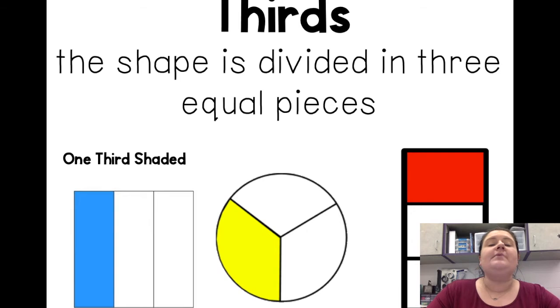And then we also have thirds. The shape is divided into 3 equal pieces. Again, the square is divided into 3 rectangles. They're all of the same size. The circle is also divided into 3 equal pieces. That almost looks like a peace sign. And then we have our rectangle, which is also divided into 3 equal pieces. Again, you also see one part is shaded in. This is one equal part that is shaded in. So 1/3 of that shape is shaded in.